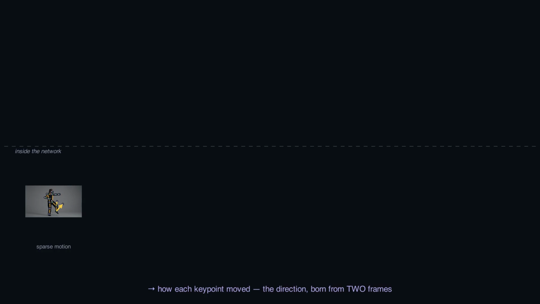And here's the crucial part. That direction can only exist because there were 2 frames. A single frozen photo has no motion in it. The second frame is what gives every arrow its direction.